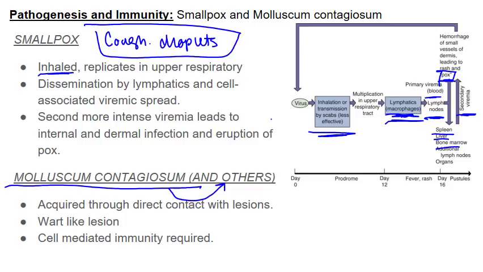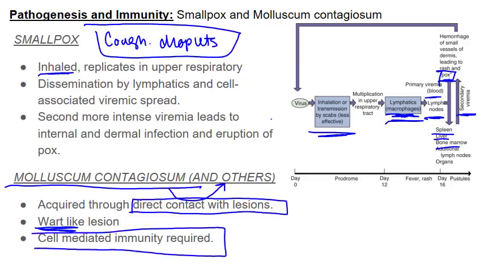All right, Molluscum contagiosum. This one is not respiratory transmitted. It's actually transmitted through direct contact with lesions. And that's actually true for horsepox, monkeypox and cowpox largely as well. In this case, you're going to see a wart-like lesion. And for all of these viruses, cell-mediated immunity is really your only way to survive this. It's essential for resolving a pox virus.